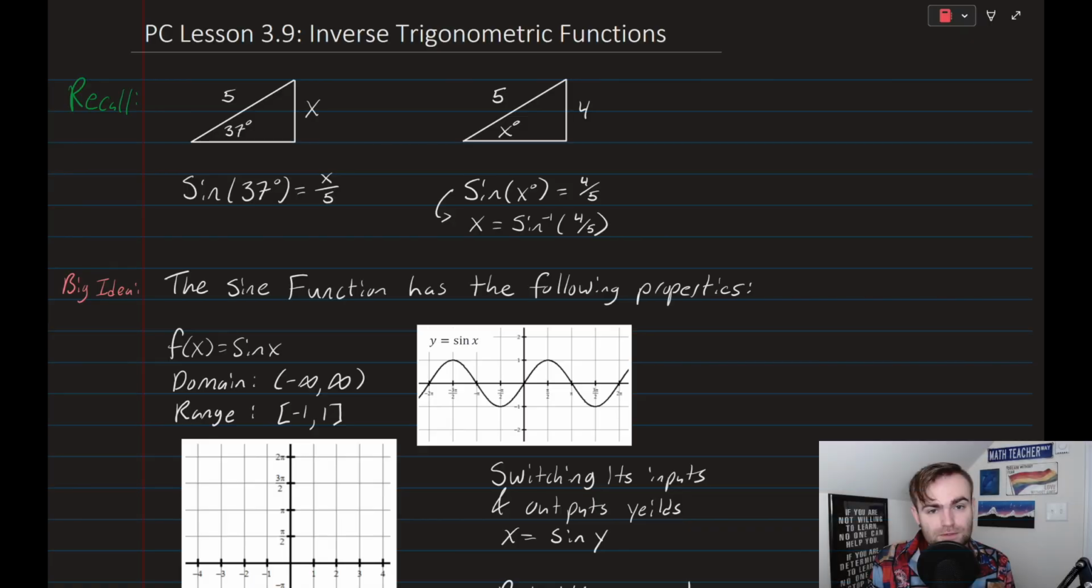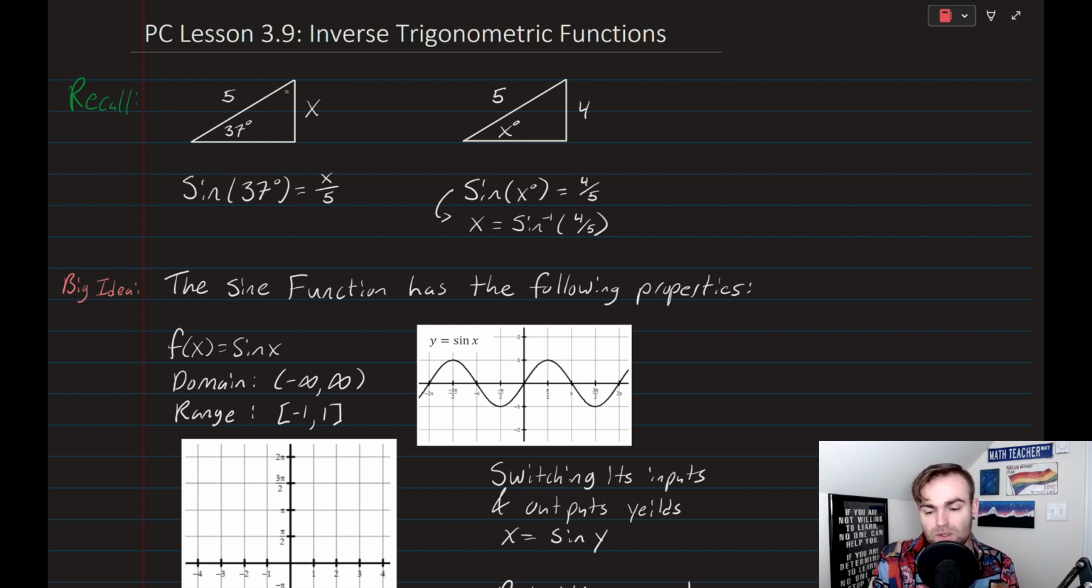Welcome everyone to lesson 3.9 of Precalculus, which is all about inverse trig functions. So let's get started. First and foremost, I want to recall our time when we were discussing solving right triangles and finding missing sides and angles of right triangles way back in geometry.